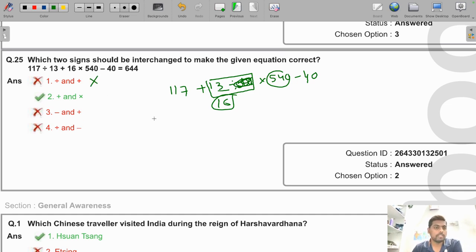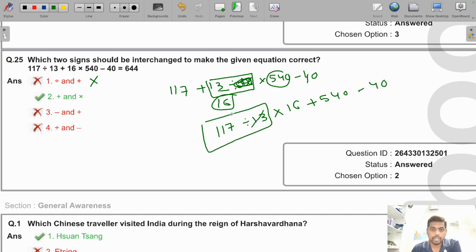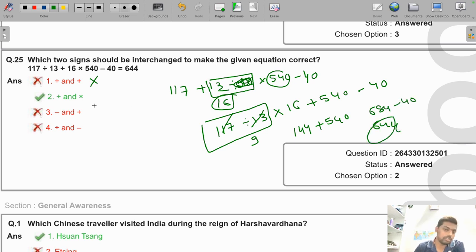And if you go with plus and into, plus and into means 117 divided by 13 into 16 plus 540 minus 40. So 117 by 13 will be 9. 9 into 16 is 144. 144 plus 540 is how much? 684. 684 minus 40 is 644. This option is matching, so you can go with this option.